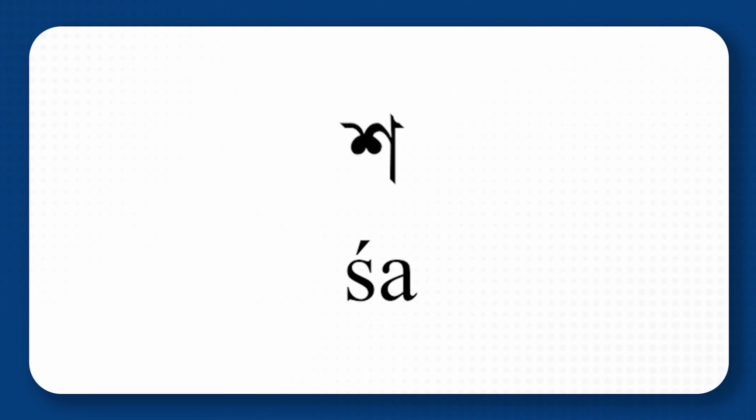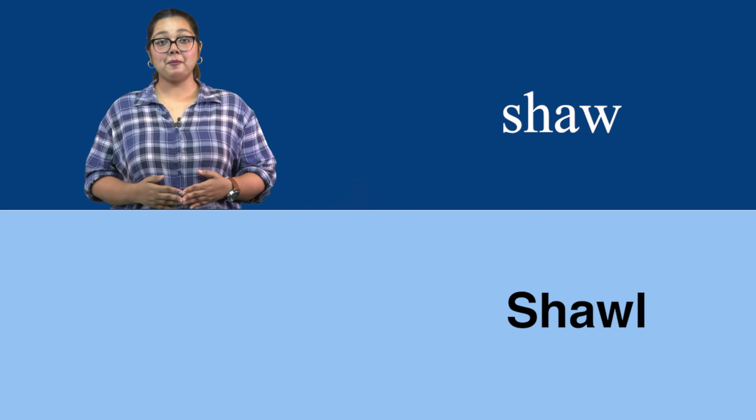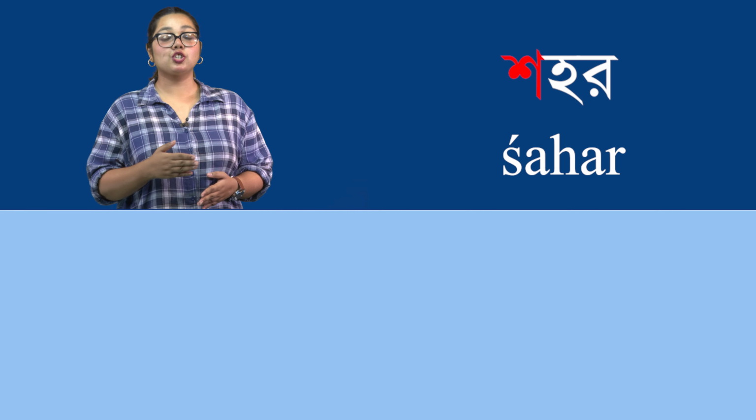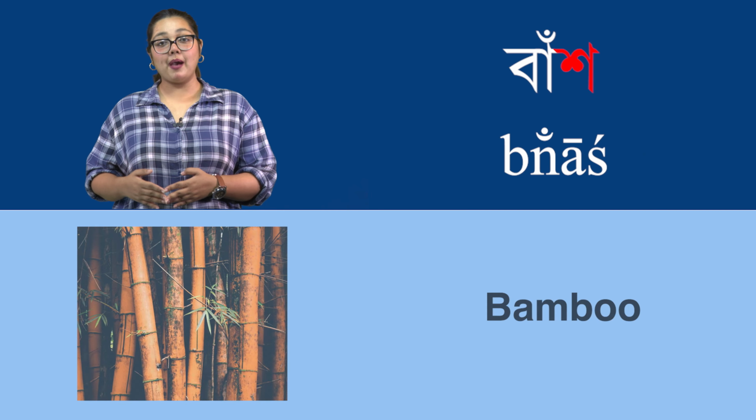The final letter of this set is Talibosha. The pronunciation is similar to shaw in the English word shawl. Like Pa, Bangla letter Talibosha also has Ardhamatra. This letter can occur word initially, such as in Shohor, which means town, word medially in Moshari, which means mosquito net, and word finally as in Bash, which means bamboo.